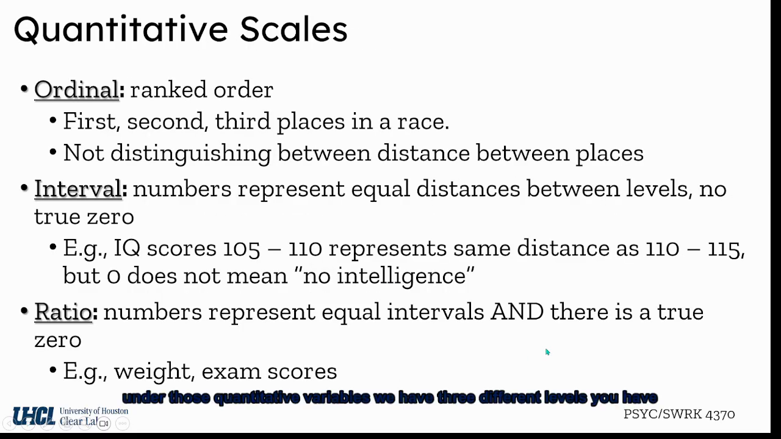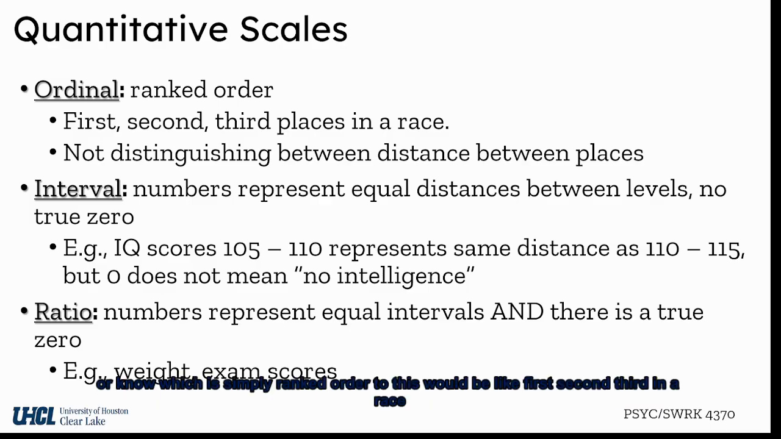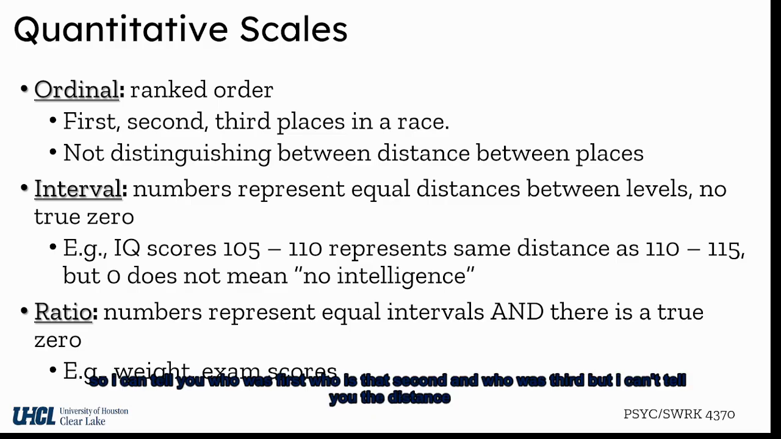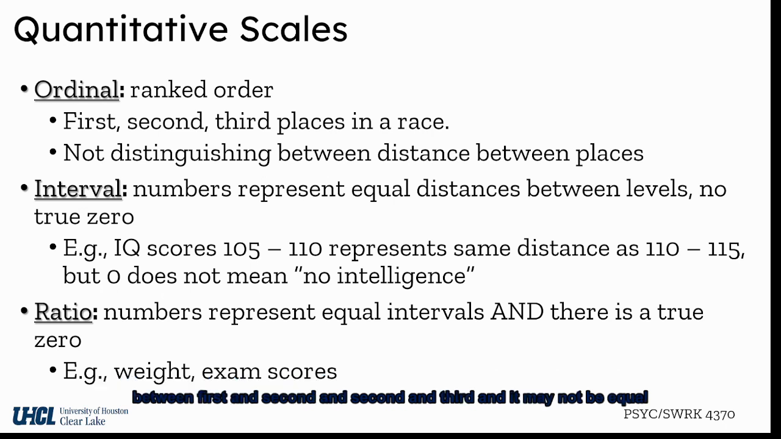Under those quantitative variables, we have three different levels. You have ordinal, which is simply ranked order. So this would be like first, second, and third in a race. I can tell you who was first, who was second, and who was third, but I can't tell you the distance between first and second and third, and it may not be equal.